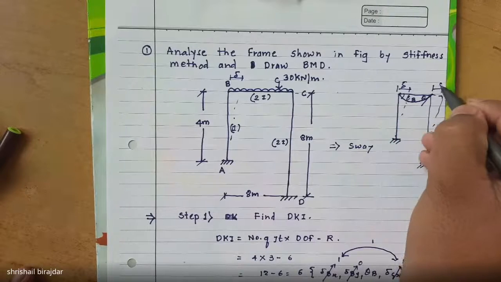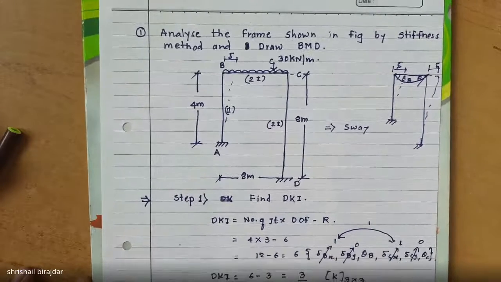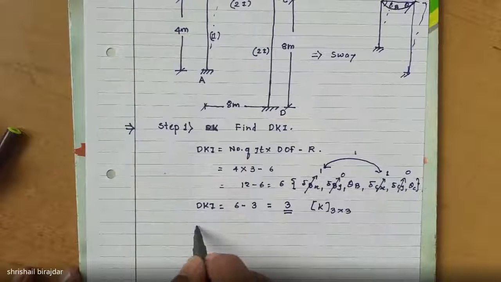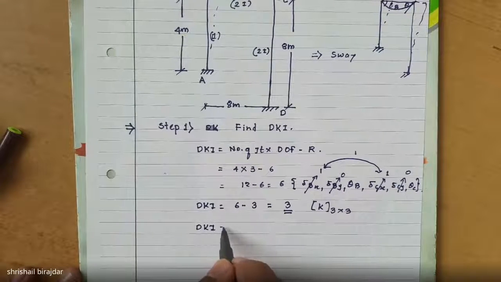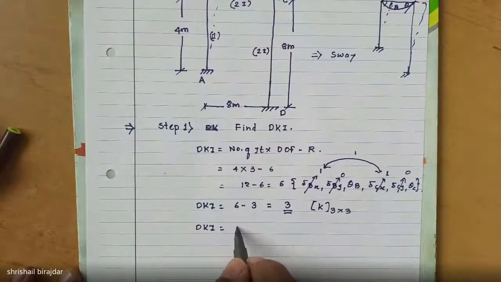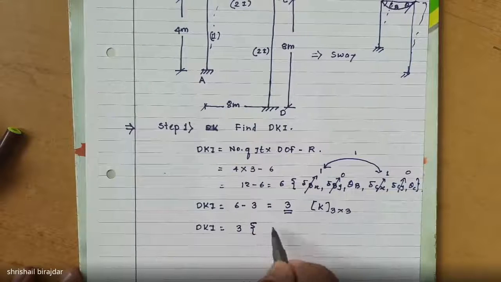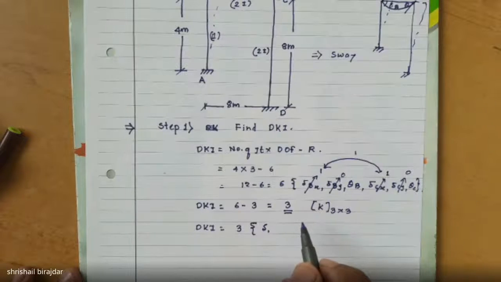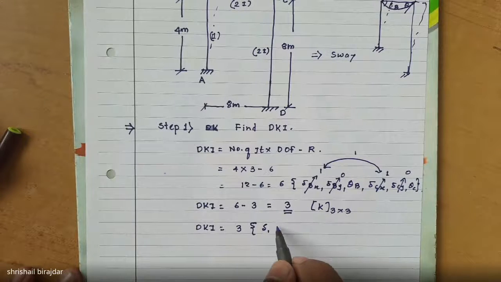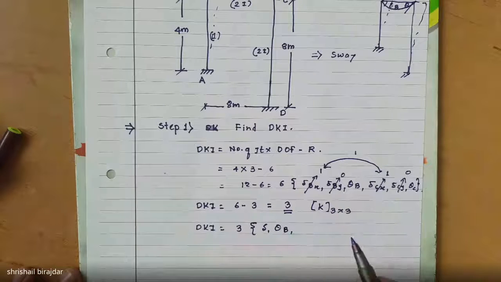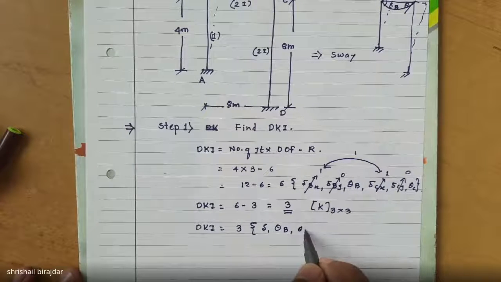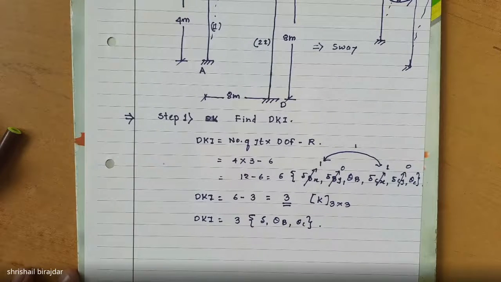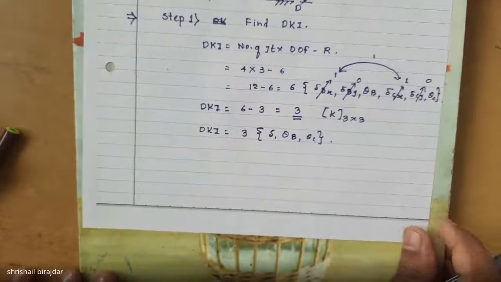These unknowns we have to find out with the help of the stiffness matrix method. The same which we got here, DKI is equal to 3. What is that DK? Delta, the horizontal displacement at B and C, theta B, the unknown slope at B, and theta C is the unknown. In this way we have to find out the degrees of kinematic indeterminacy.